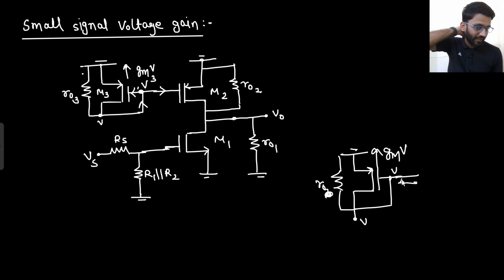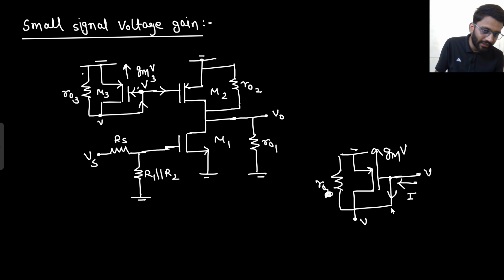You need to find the impedance from here. So let's just assume if this is V potential, then what is the current here? That is I. So if this is V potential, this is the current I. So this I current would be equal to, there is no current here, there is no current here.